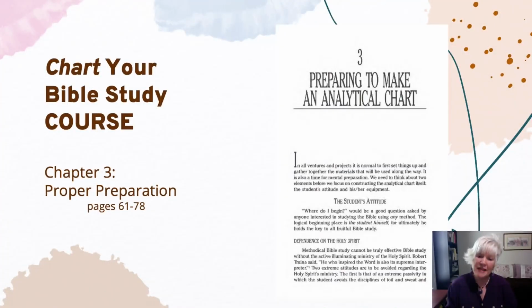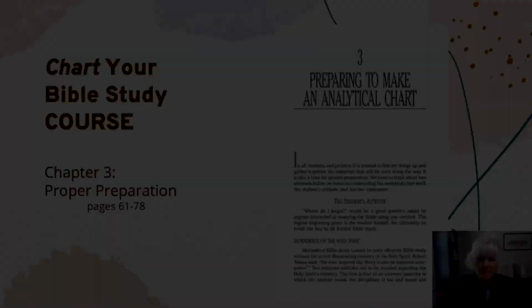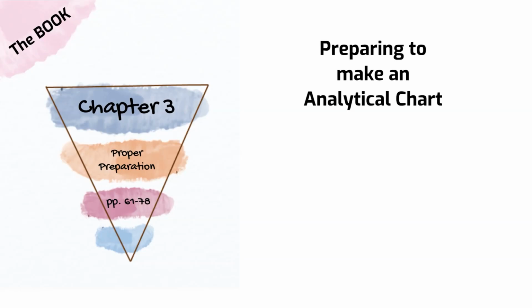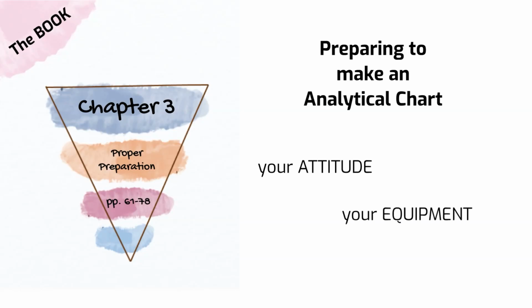Chapter 3 begins on page 61, Preparing to Make an Analytical Chart. Chapter 3 is proper preparation, preparing to make an analytical chart, beginning on page 61. And this is a reminder that the book refers to this as an analytical chart, but we're simply calling it a chart of our Bible study. Don't be intimidated by the term analytical chart. Okay, back to this chapter. It's all about your attitude and your equipment.